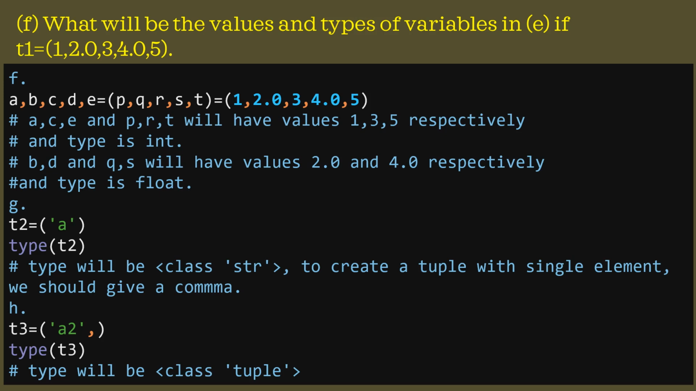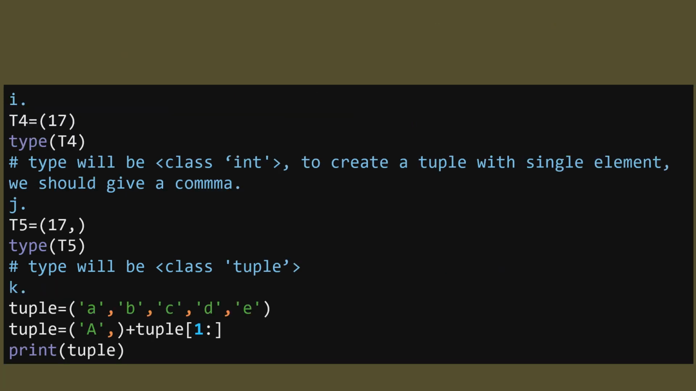Now t3 is equal to 'a' in the form of a string, then a comma. Here it indicates that t3 is a tuple type of data. Now the next question is t4 is equal to 17 within parentheses. Here the type of t4 will be integer because it has an integer value. It will not be considered a tuple because the single value is not followed by a comma. So the data type will be integer.